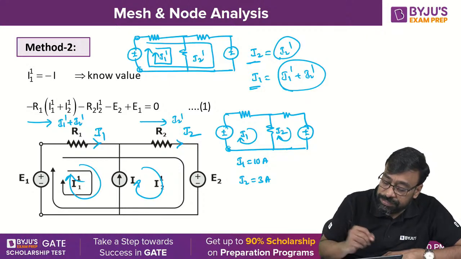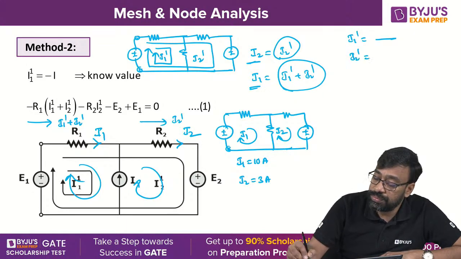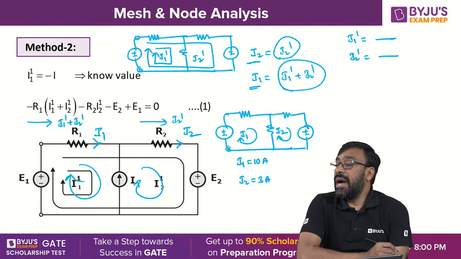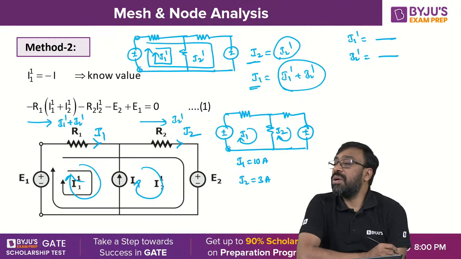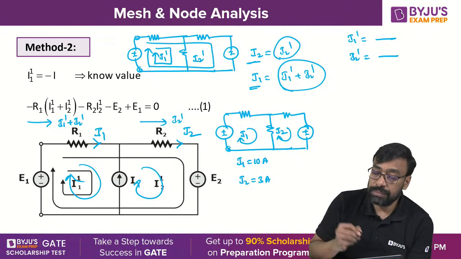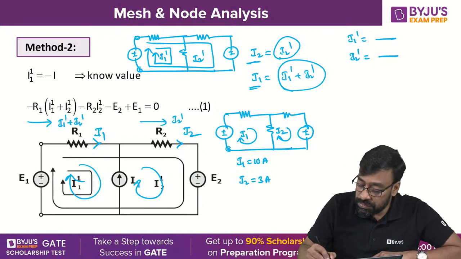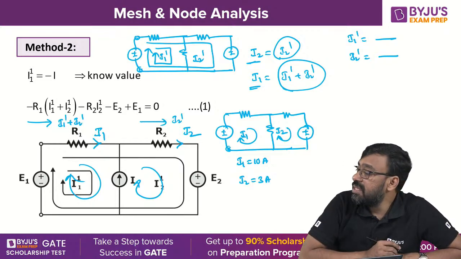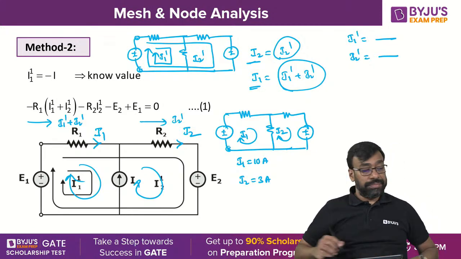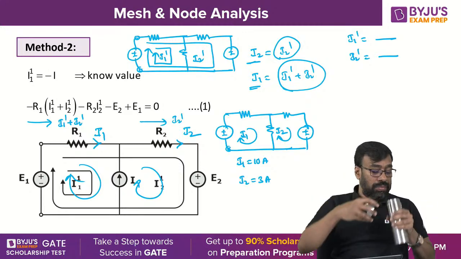Please respond quickly. What are the values of I1 dash and I2 dash? Given I1 is equal to 10 amperes, I2 is equal to 3 amperes, what is I1 dash and what is I2 dash? Please tell me. Quickly, all of you. Anybody quickly give the answer?